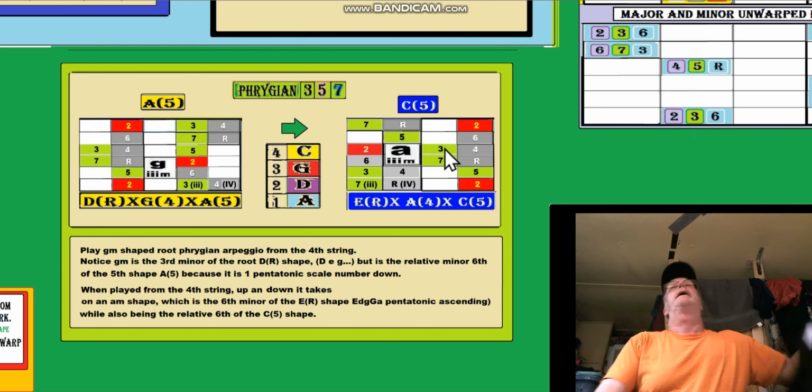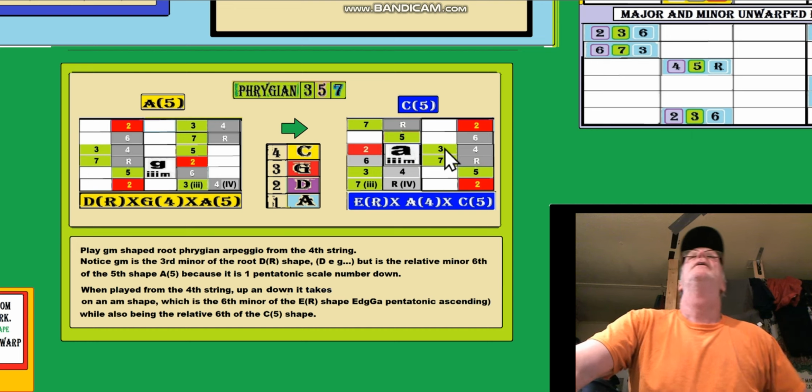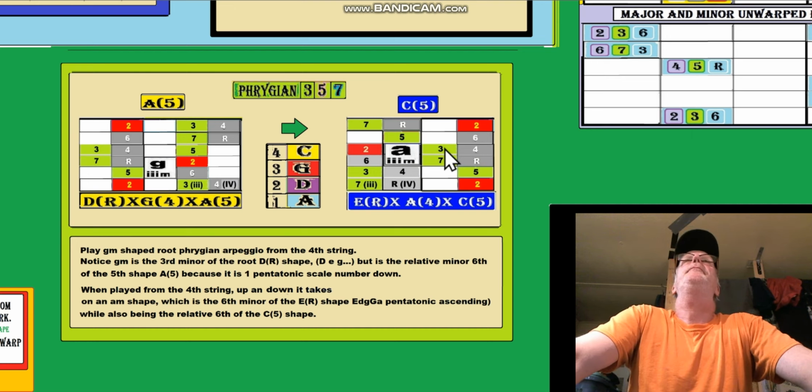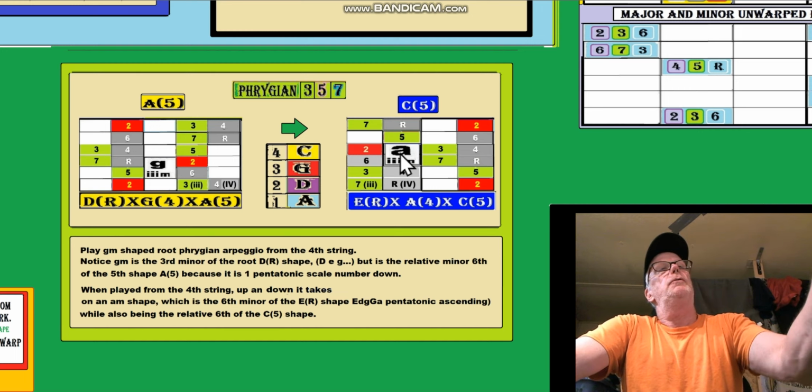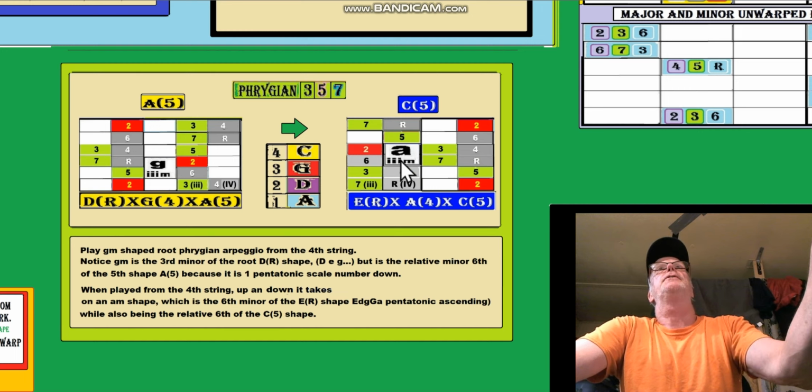Right, right. I got a little confused there. Yeah, okay. So, when it becomes a C shape, what is A minor to the C shape? It's the relative 6th. On a pentatonic scale, when you're in the key of C, the note C, if you go down, that's the A note. So there's where your A minor is, okay?